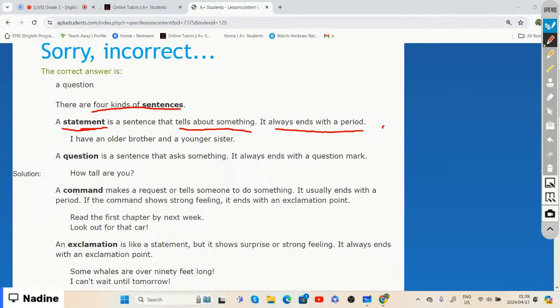Then we have a question, right? A question is a sentence that asks something. When someone asks you something, you're going to have to respond eventually. And a question always ends with a question mark.